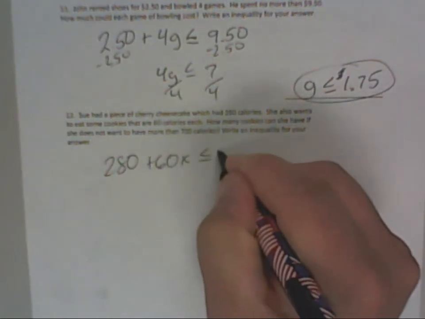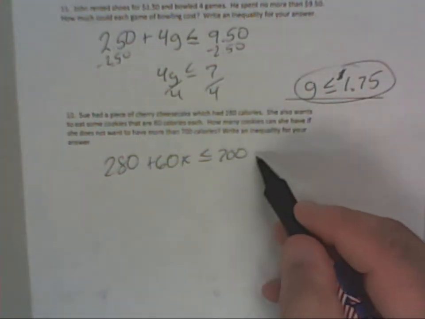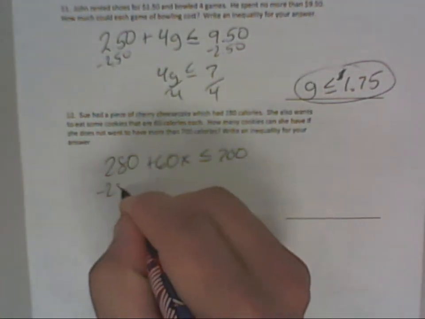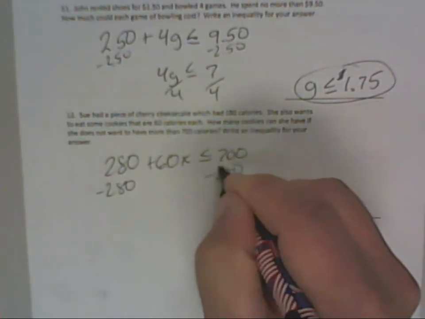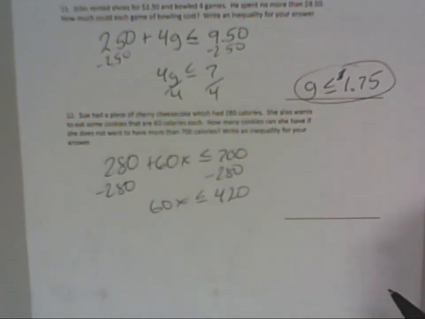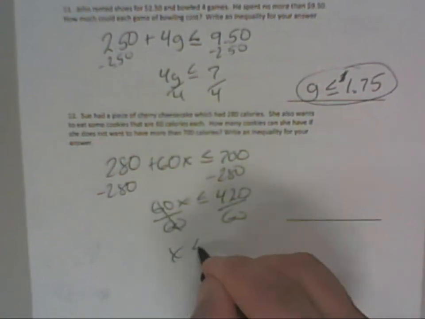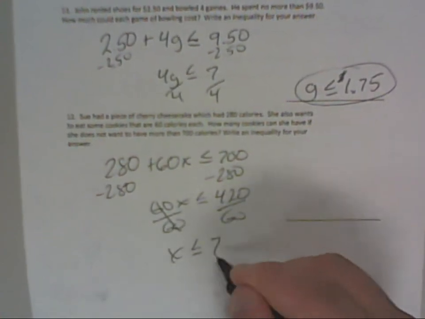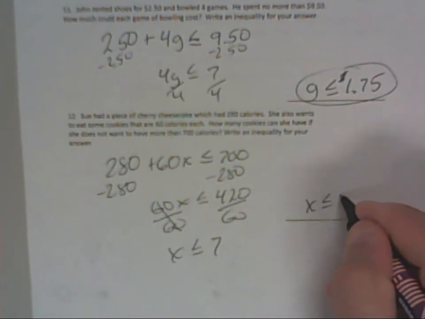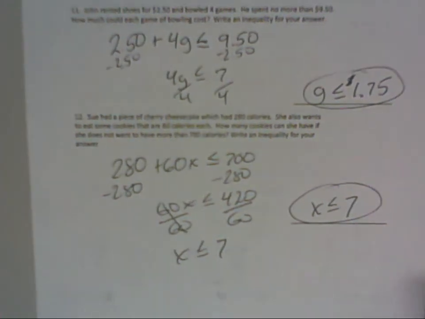So she could have 700 calories or less than that. So it has to be less than or equal to 700. So this is how we would set up number 12. If we subtract 280 from both sides, then 60x is less than or equal to, I believe that's 420. And if we divide both sides by 60, then x is less than or equal to 7. So she can have 7 cookies, or 6 cookies, or 5 cookies, or whatever, but it has to be less than or equal to 7.